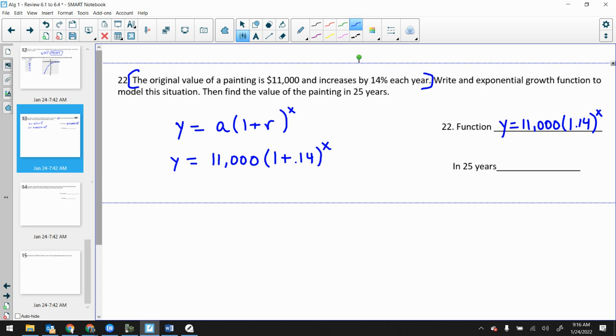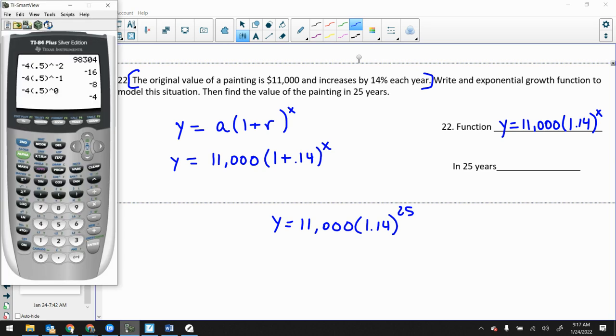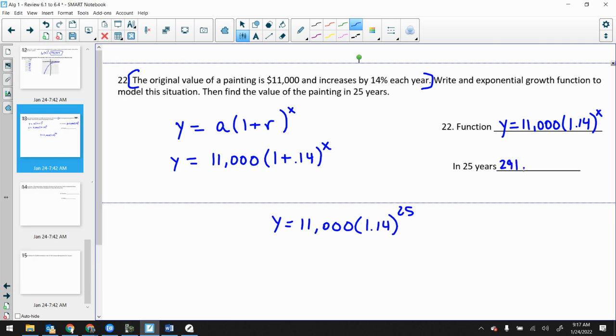And then it says, what's the value going to be in 25 years? Well, I'm just going to take that 11,000 times 1.14 raised to the 25th power. That's a lot of money. $291,081 and 74 cents.